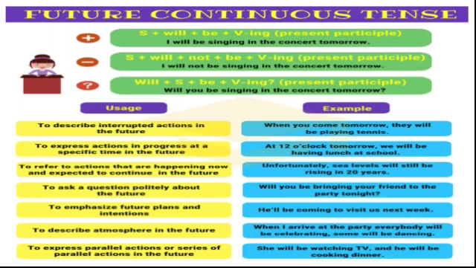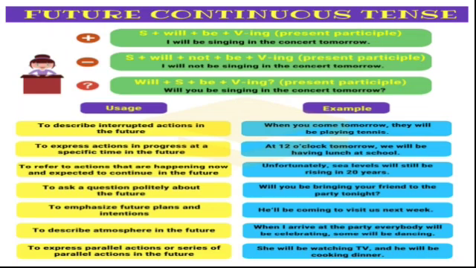We use future continuous tense to refer to action that are happening now and expected to continue in future. Okay, unfortunately, sea level will still be rising in 20 years. To refer to action that are happening now and expected to continue. Like we are talking about something now, something that is happening, and we are expecting that it will be continued in the future. Now, to ask a question politely about the future. When we ask somebody questions, that's a very polite question about the future. Okay, will you be bringing your friend to the party tonight?